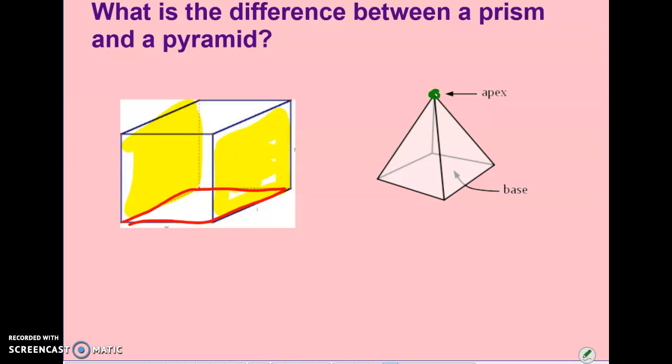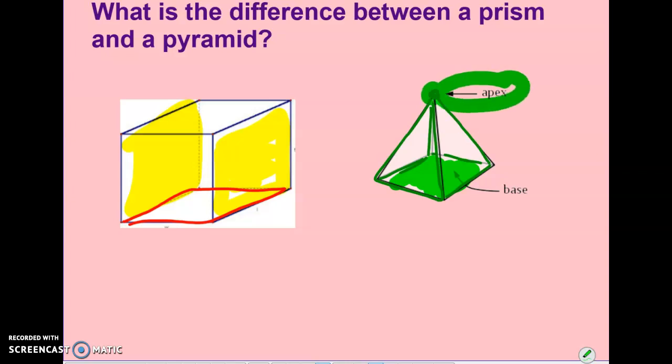Okay, a pyramid is going to have triangle faces on it. So if we look at this pyramid right here, it has a square base. Once again, the base is a square, and then because it has triangles going up to an apex up here, this is my apex, that is called a pyramid.